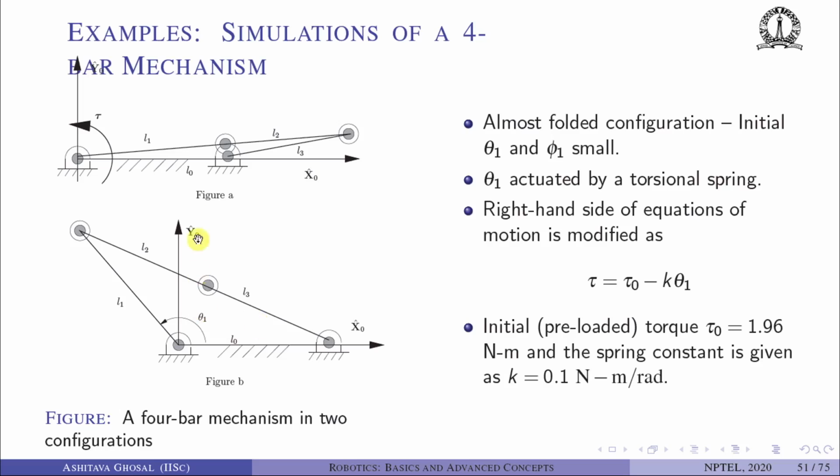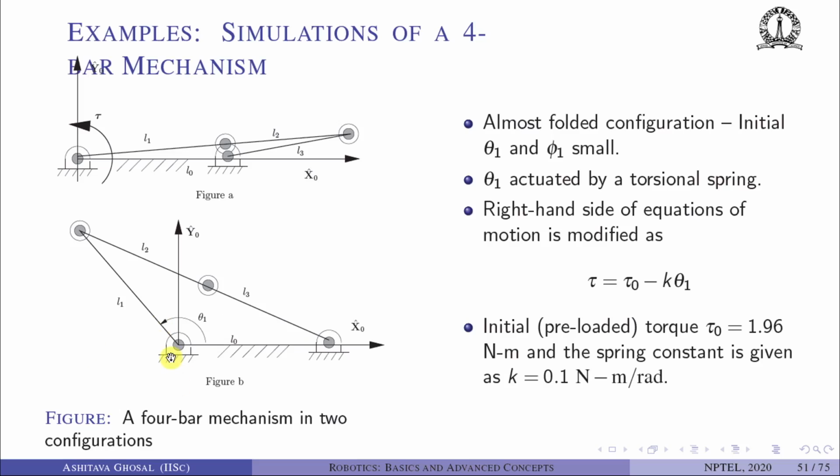So what you can see is, in the way these links are drawn, after a while the second and the third link will become straight. They will become aligned, and then this theta 1 cannot increase anymore. So this is called the deployed configuration. The link lengths are chosen such that theta 1 will not rotate fully.